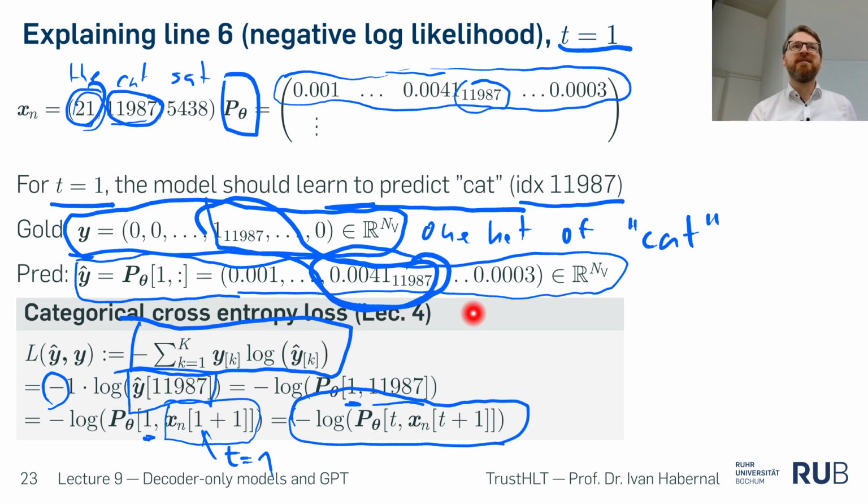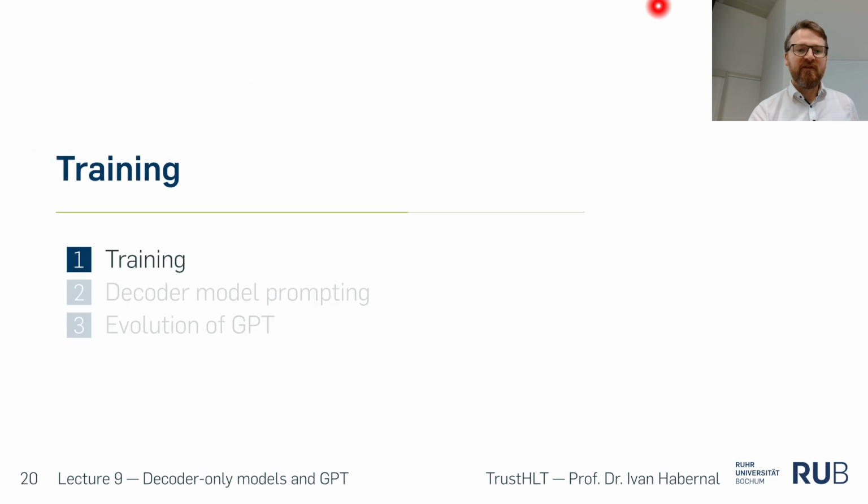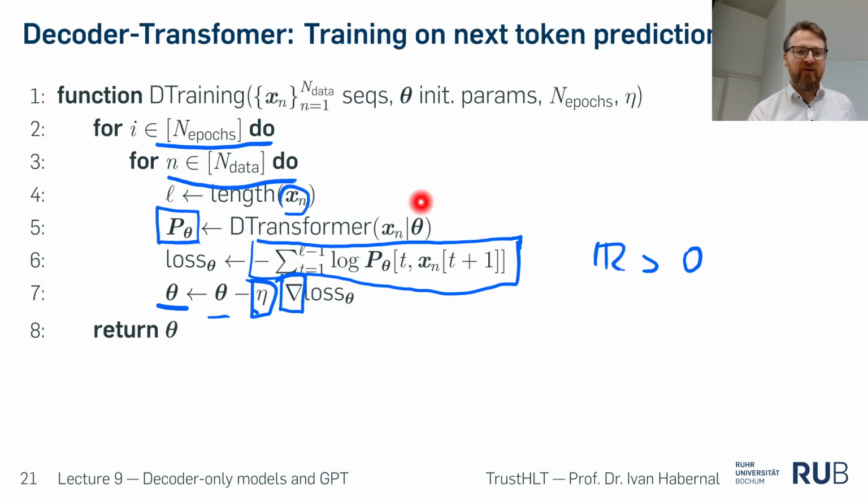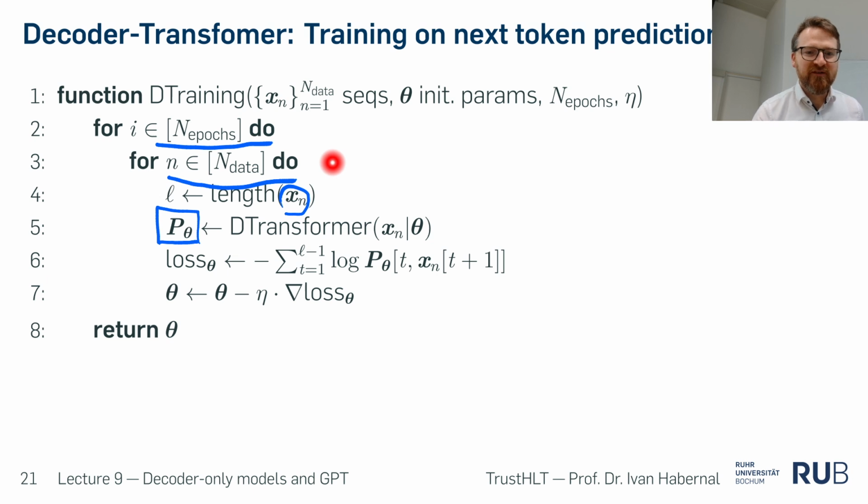Does it make sense? To some extent? Categorical cross-entropy loss is a standard thing for classification, and we're using this to try to predict the next word, or learn the next word. And we do this, so if I just come back to the algorithm, we gave this example for t at position 1, but obviously, we do this for all positions from 1 to L minus 1.